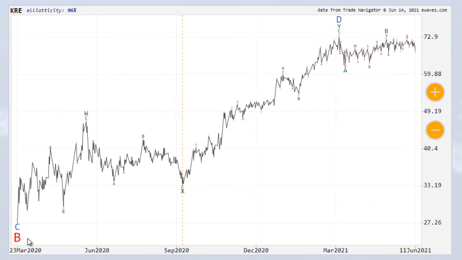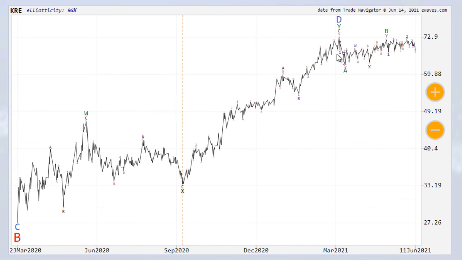Now we're looking at the internals of wave C. So remember, wave 1 of a diagonal triangle is going to be a 3-wave structure. E-Waves is labeling it A, B, C, W, A, B, C, X. And then another 5 waves up for A, B, wave C, finishing another zigzag wave Y for the first leg of the diagonal. From that point, E-Waves is looking for a wave 2.